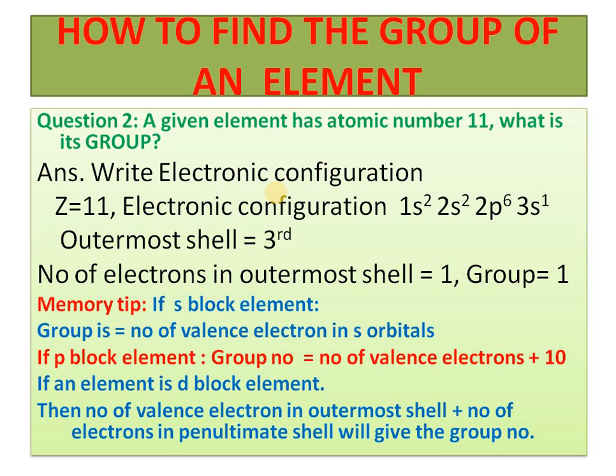And if an element belongs to p block, then what we have to do? We have to calculate the number of electrons in the valence shell. I am not talking of the 3p orbital or any orbital; I am talking of the number of electrons in the valence shell. Valence shell plus 10, we have to add. And if it belongs to d block, you have to add the number of electrons in the outermost shell plus the penultimate shell. Antepenultimate we use for f block, so that is not the scope of study here.